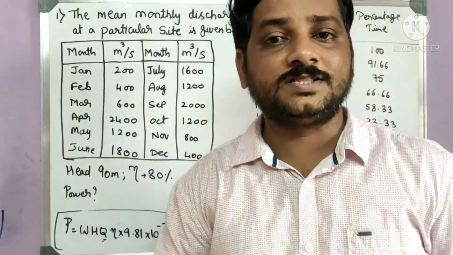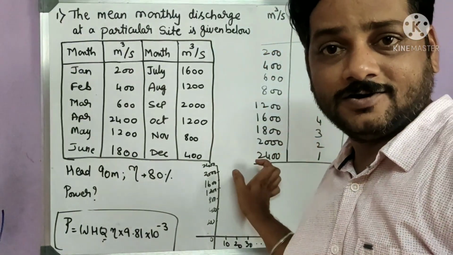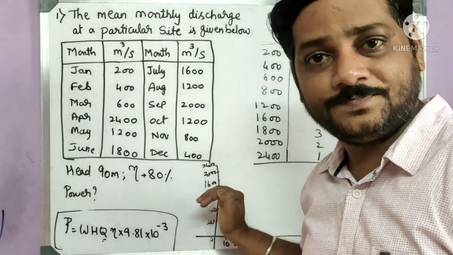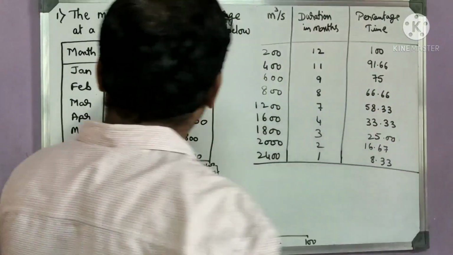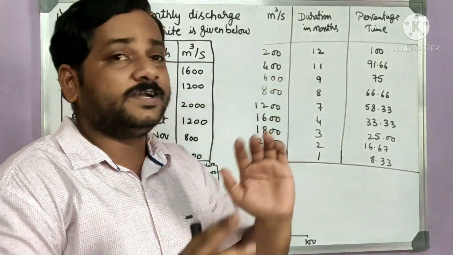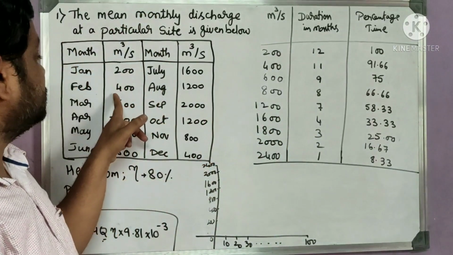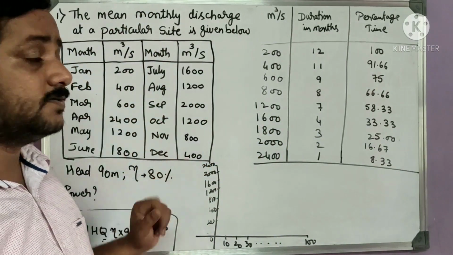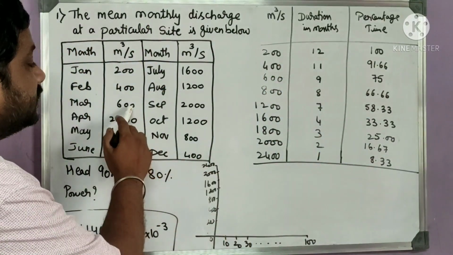So the hint I can give here is, first write this discharge in ascending order, smaller to larger. So what I did, 200, and then the next number is 400. And 400, we have this 2 times. But no need of writing it twice. In this particular year, the 400 discharge is there for 2 months. One is February, another one is December. But you write it once here. That's enough. Then 600.